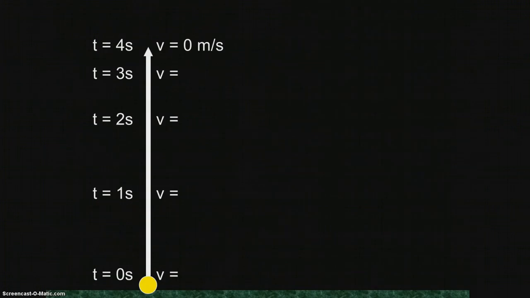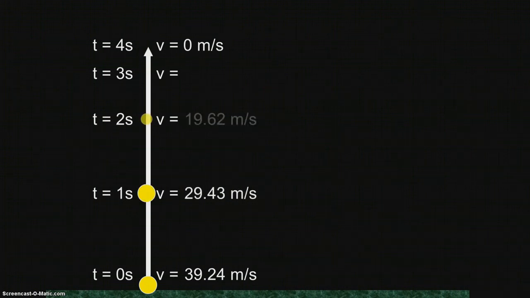Now, what if I throw an object up? At time equals 0 seconds, let's say it had a velocity of 39.24 meters per second. It's going to lose 9.8 meters per second every second. So the velocity would be changing like so. So whether the object is going up or down, it doesn't matter. It is going to be gaining 9.81 meters per second in the downward direction. So we'll be getting into more complicated problems like that.